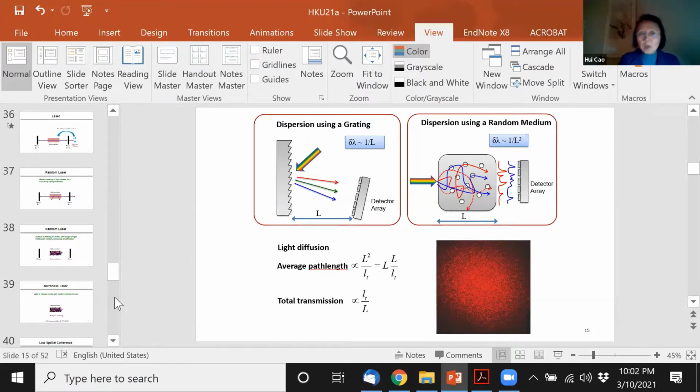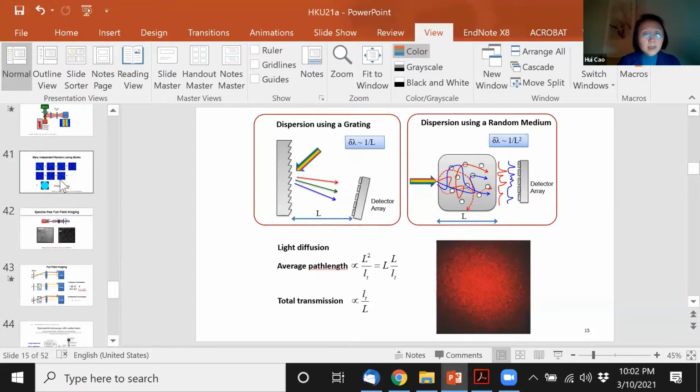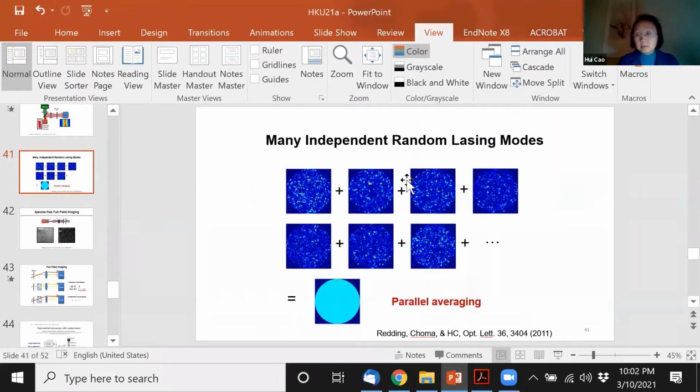Therefore, when I do multi-mode illumination, I try to make many spatial modes, not spectral modes, and each of those modes should generate a distinct pattern, like what we showed here. So this is spatial mode, not spectral mode. That's why this technique can work regardless of the bandwidth of the laser.